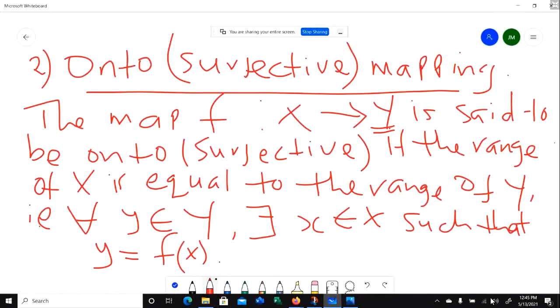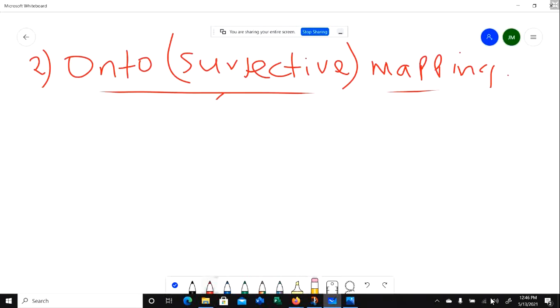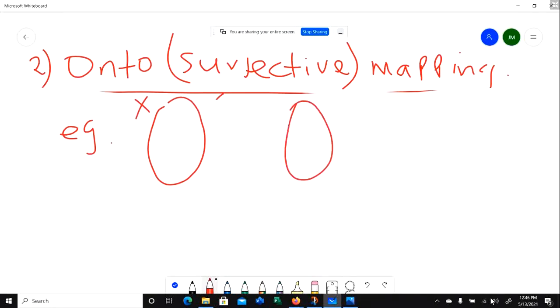So if we were to represent this type of mapping in the form of a diagram, we can have it like this, which does not allow some members of the range to be left unmatched. For example, if we have two sets, the set X and the set Y, and the set X has elements 1, 2, 3, 4. Set Y has elements 5, 7, 9, 11. So we have those two sets. This is the set Y.